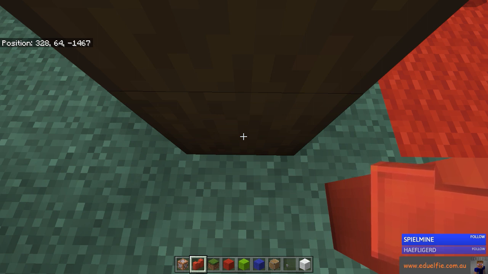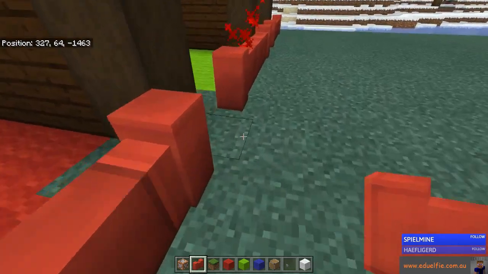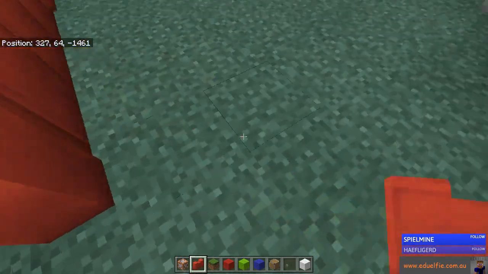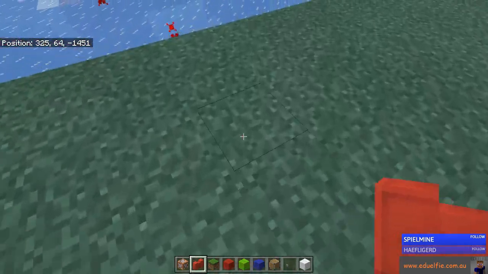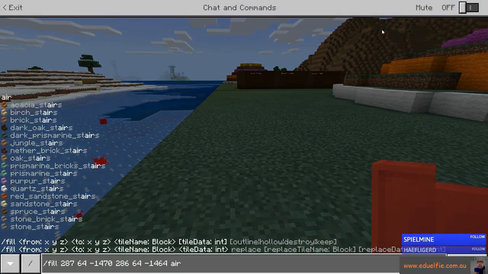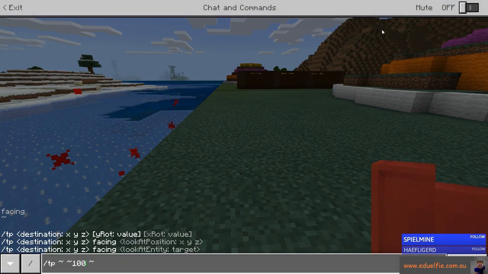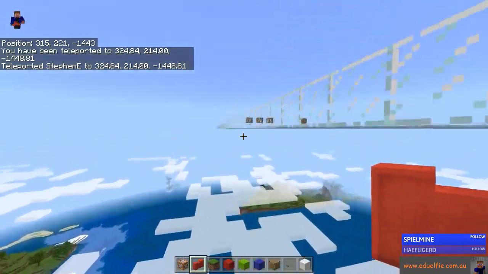328, negative 1467, negative 1461, negative 1455, negative 1449 should be the coordinates I need, and I can feel a sneeze coming on. 61, 55 and 49. Let's go up 1150. Oh, that's not quite enough, but it's close.